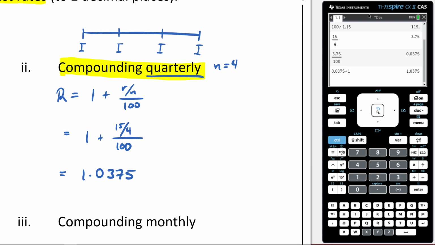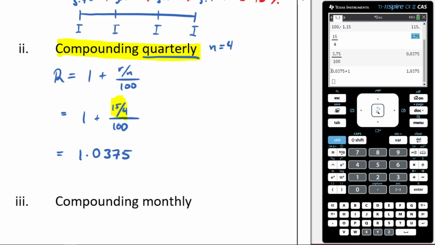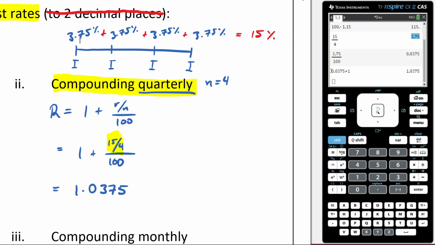What does that mean? Why specifically did I take that 15 and divide it by 4? The reason why is because every quarter I'm going to be earning 3.75%. Every quarter, I'm going to be earning 3.75%. And if you were to add all of these up, guess how much you're going to earn per annum? You're going to earn 15%. And that makes sense because we were told at the very beginning that it was 15% per annum. So this idea of compounding quarterly means that each quarter you're earning 3.75% on your investment. That's what it means. So your R value, therefore, is going to be 1.0375, but that's going to be every quarter. You're calculating that every quarter.